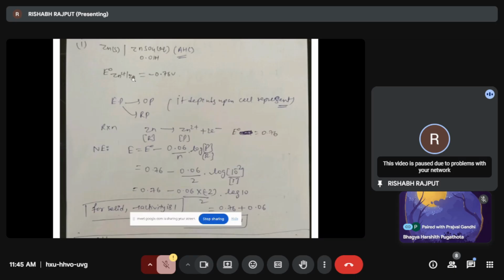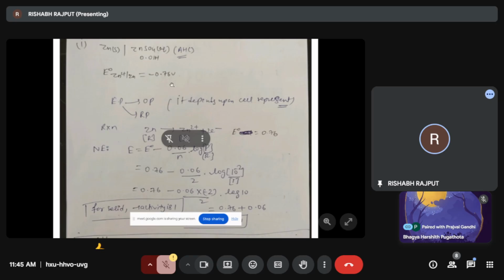But this value is for reduction, not oxidation. Zn2+/Zn is the reduction value, but in the reaction they present oxidation. That is why we have to convert this value to the oxidation value. We know SRP value is equal to minus SOP value, so minus 0.76 becomes 0.76. So the net E naught value becomes 0.76.